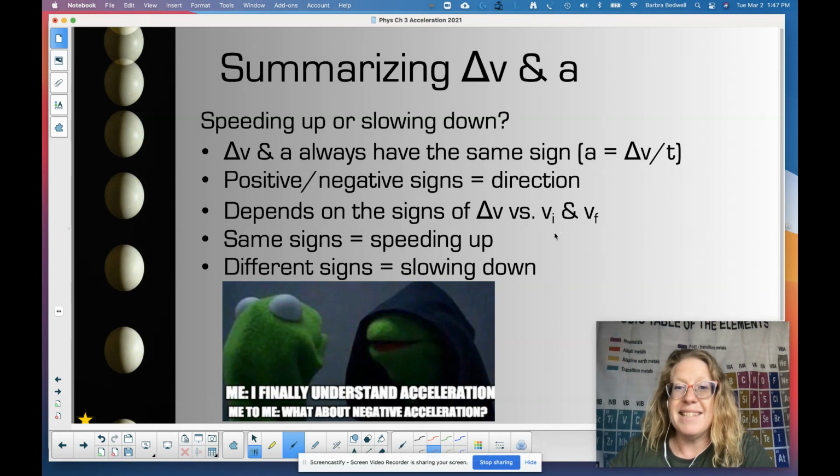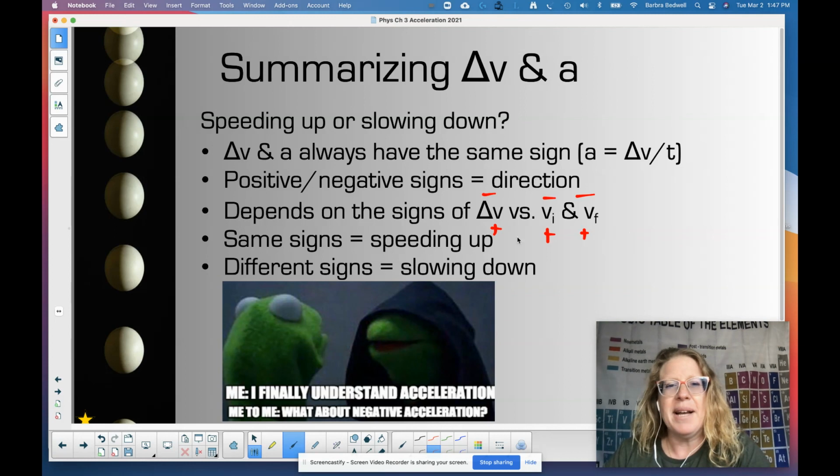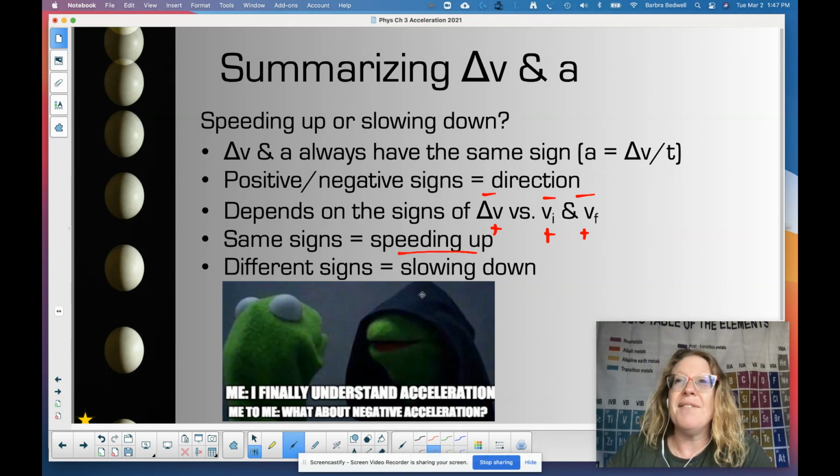When they are the same, positive, positive, positive, it's speeding up. Or negative, negative, negative, it's speeding up the other way. There you go. So again, if they match, speeding up. If you have different signs between your velocities and your delta V, it's slowing down, approaching zero.